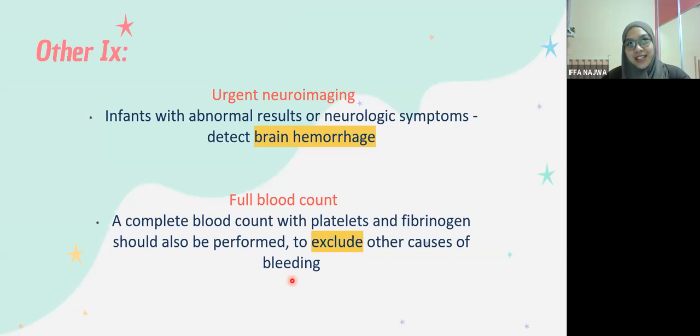What is the most important component that you have to look for in the full blood count? So the most important thing is the hemoglobin because you have blood loss in VKDB. So there will be anemia.